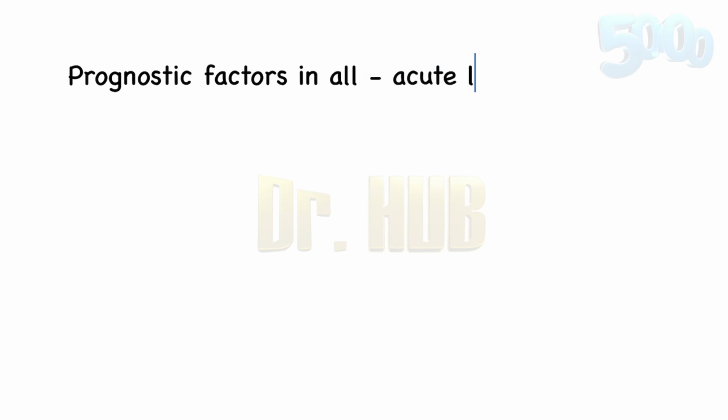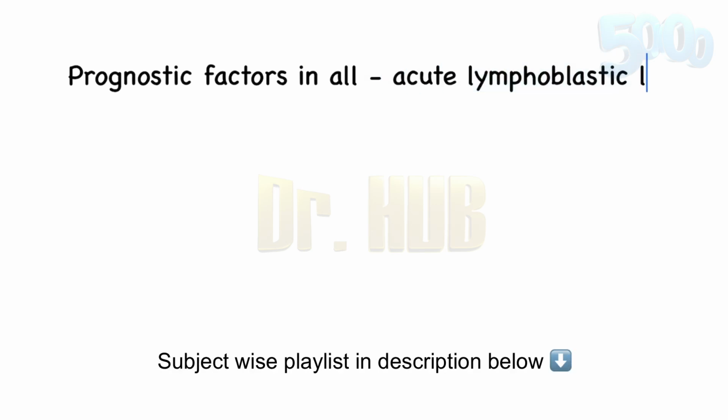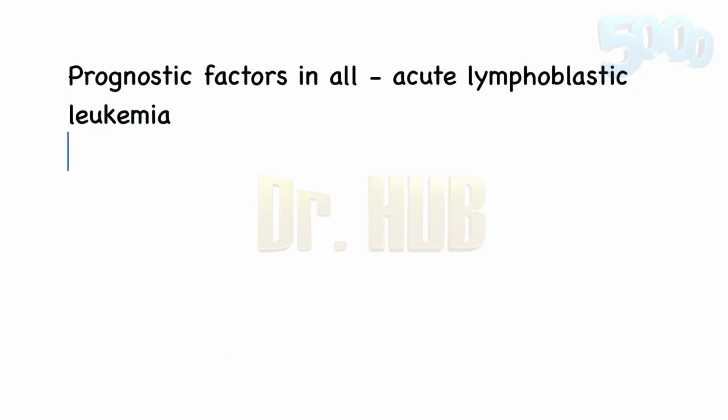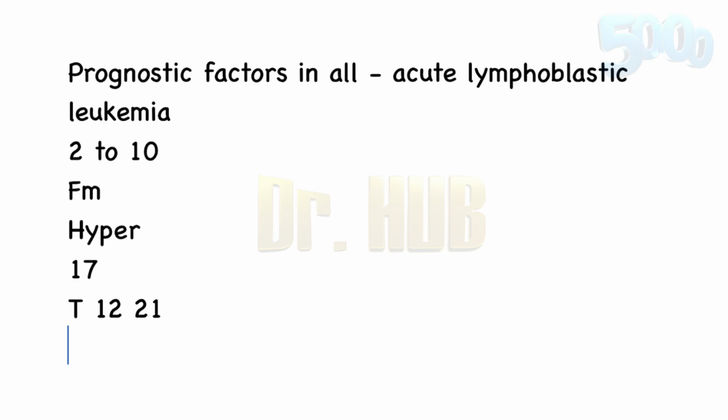Now let's look at the prognostic factors in case of ALL. ALL stands for acute lymphoblastic leukemia. Now the good prognostic factors include age between 2 to 10 years, a low WBC count, female sex, hyperdiploidy with trisomy of 4, 7, 10 and 17, the T(12;21), and the early precursor B cell phenotype.